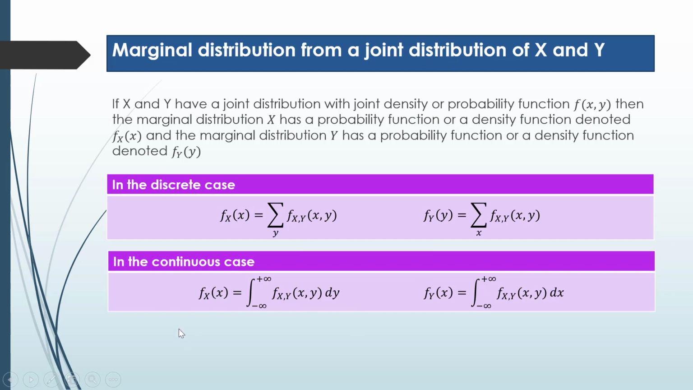To find the marginal distribution of x, we integrate the joint distribution with respect to y. And to find the marginal distribution of y, we integrate the joint distribution with respect to x.